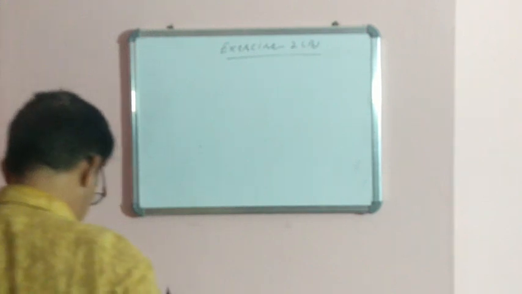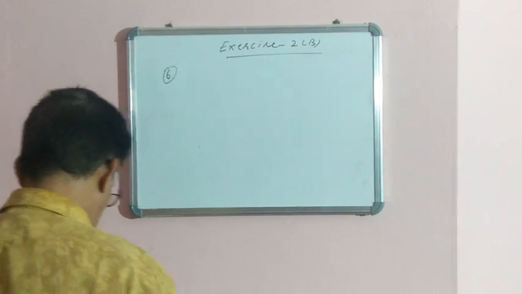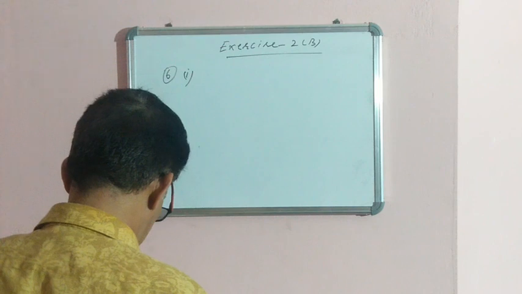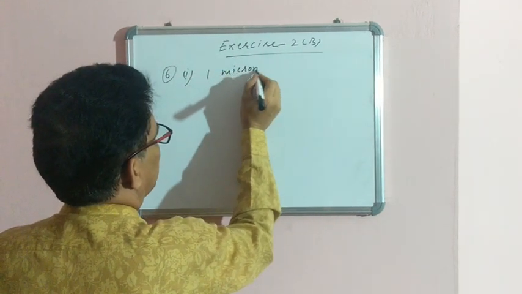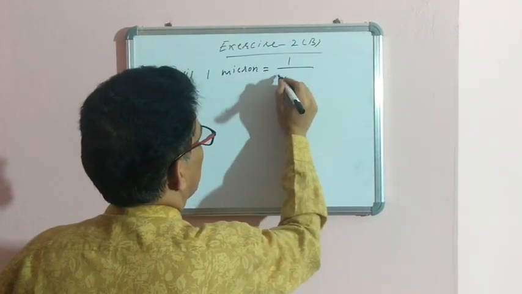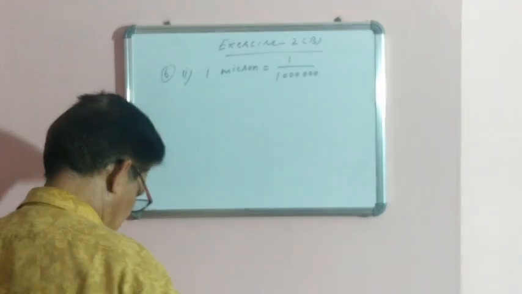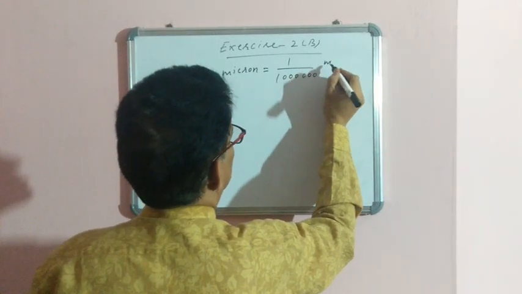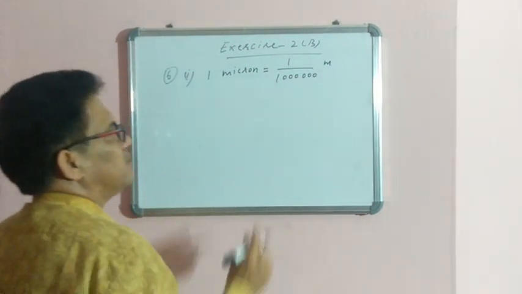Next question is question number 6. First part I am taking: 1 micron. 1 micron is equal to 1 upon 1 followed by 6 zeros. This is in meter. So we have to convert this into standard form here.